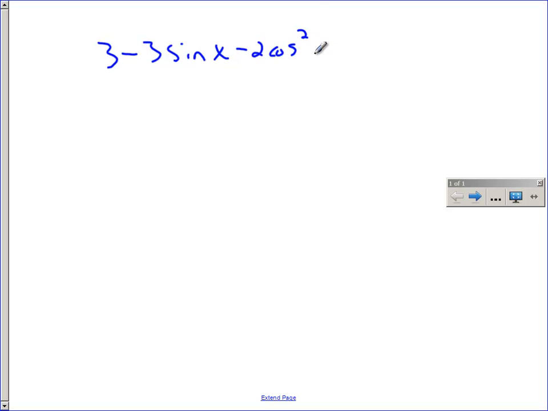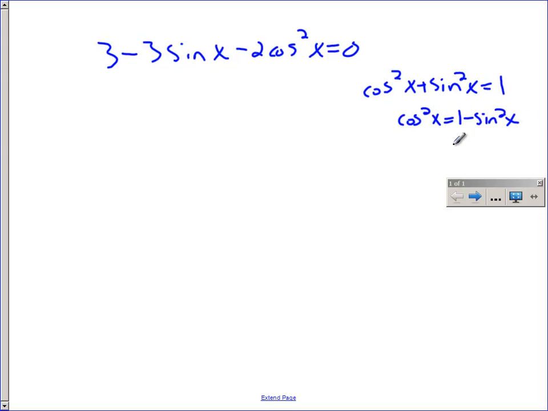Alright, do we have one trig word here? No. We have sine and cosine, so we have to substitute. That's the very first thing we look at. On our formula chart, we can substitute for cosine squared, because cosine squared plus sine squared equals 1. So I'm going to solve this for cosine squared: cosine squared equals 1 minus sine squared. There is our substitution that's going to fix that 2 trig word problem.